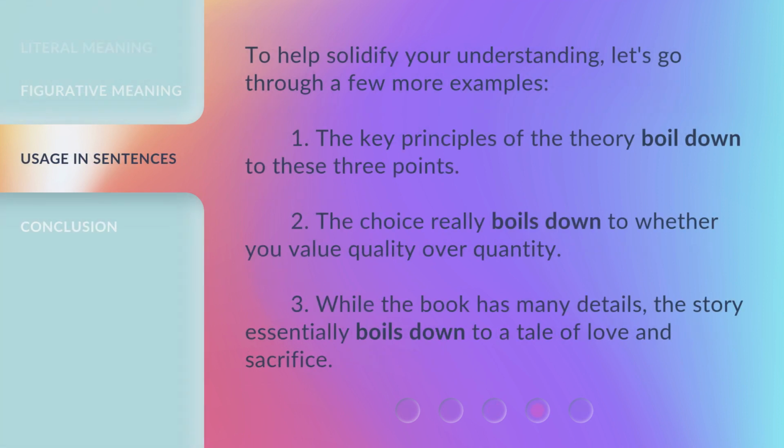To help solidify your understanding, let's go through a few more examples. 1. The key principles of the theory boil down to these 3 points. 2. The choice really boils down to whether you value quality over quantity. 3. While the book has many details, the story essentially boils down to a tale of love and sacrifice.